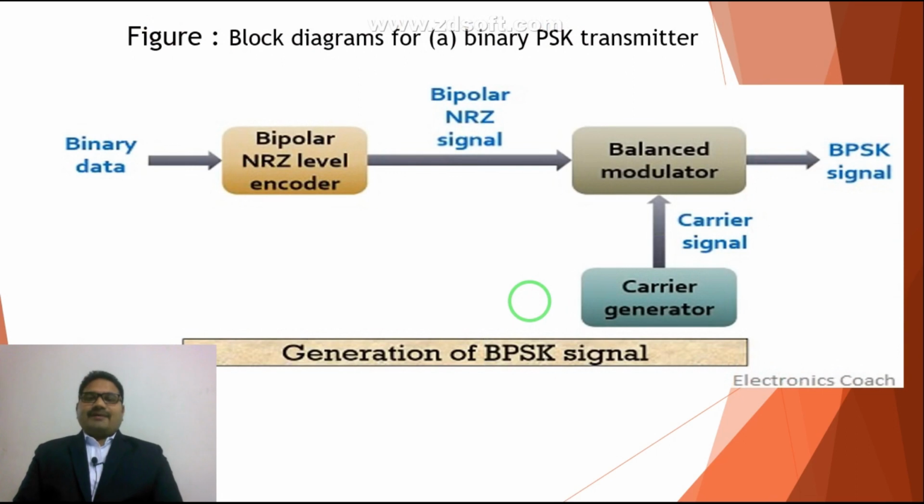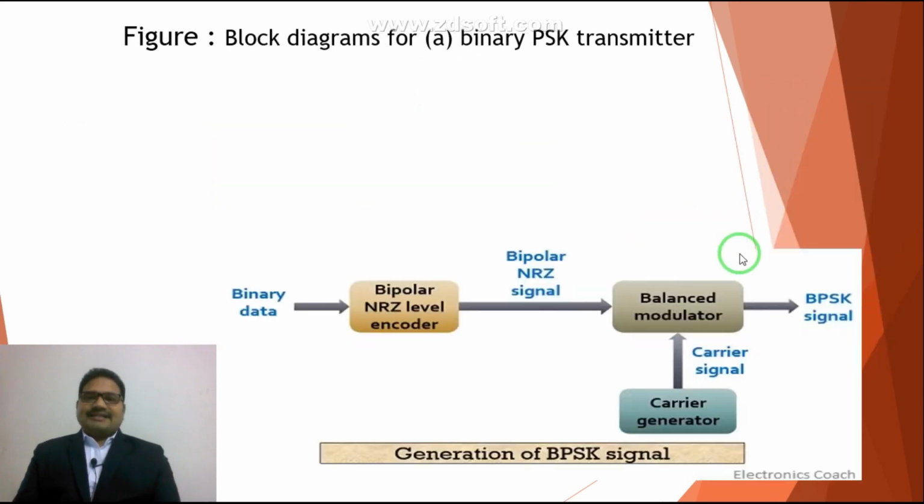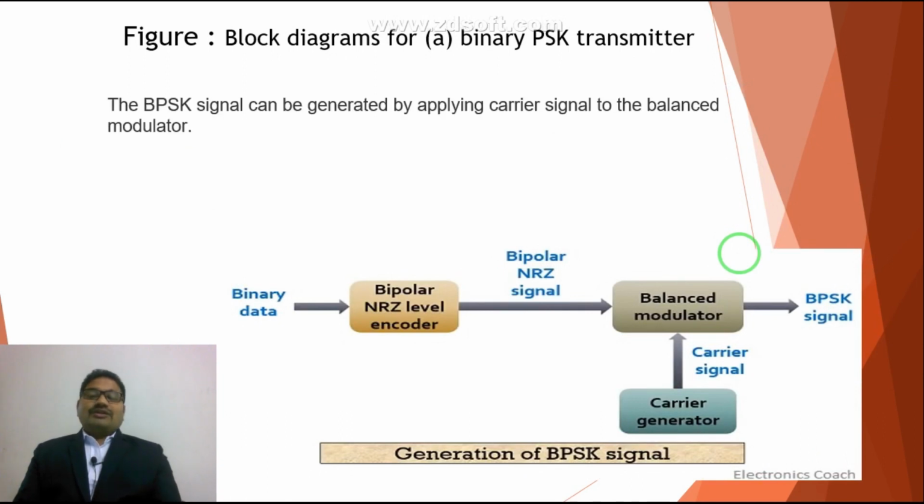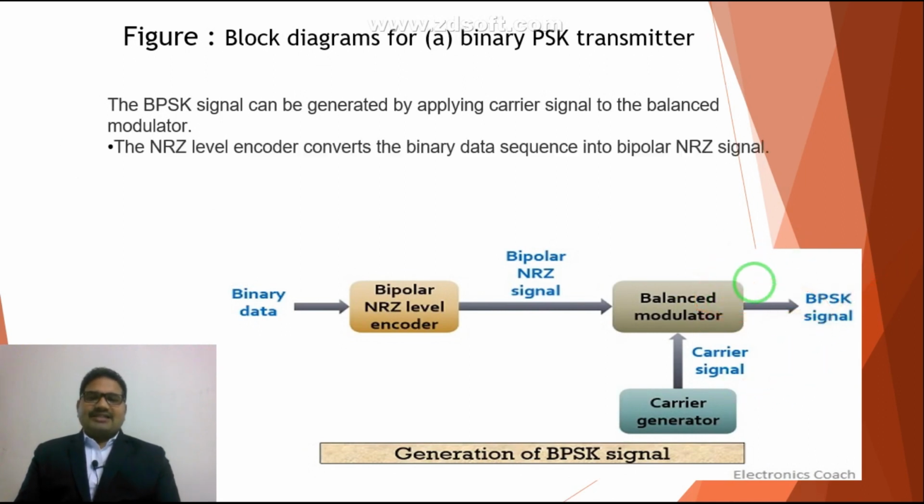Now this is the block diagram of your transmitter. In the previous figure, I showed you how the binary data is converted into your bipolar NRZ signal. The output of this bipolar NRZ encoder is given to the balanced modulator, which has the input carrier signal, because this bipolar NRZ is going to modulate the phase of this carrier, and the output would be your BPSK signal. So the BPSK signal can be generated by applying a carrier signal to this balanced modulator.